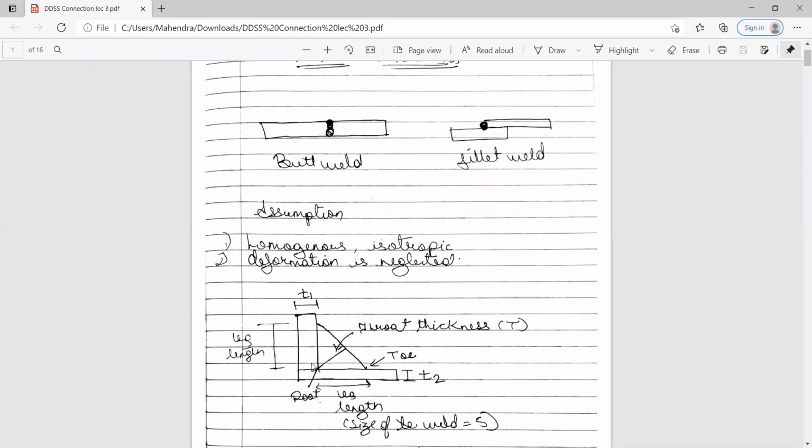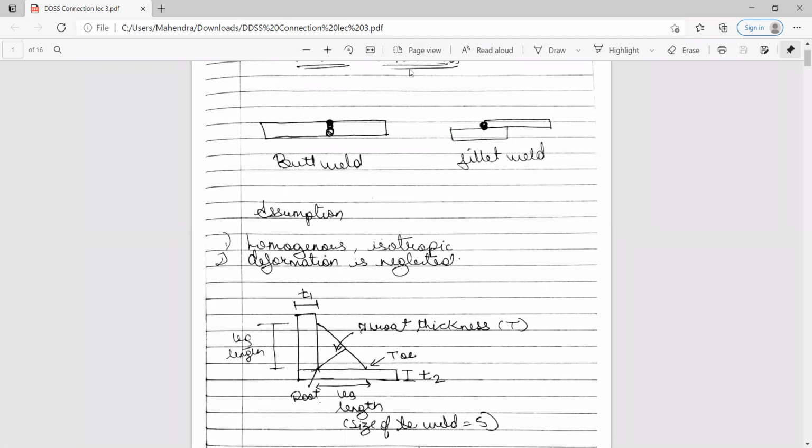Then, as you can see over here, this is the welded connection diagram. In this, T1 is nothing but your thickness, and this is your throat thickness. This part is known as the throat thickness. This is your leg length. This is your root, and this part again is known as the leg. And this is your thickness T2, and this is your toe, and the size of the weld is denoted by S.